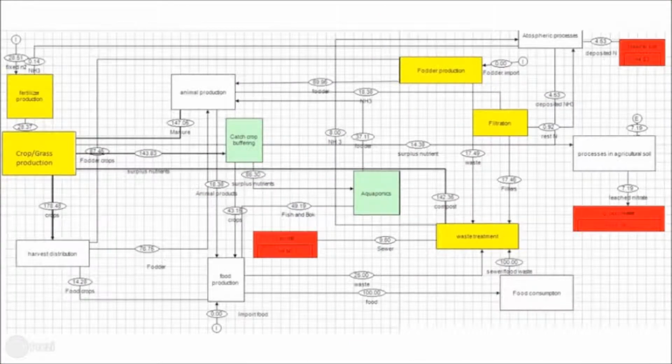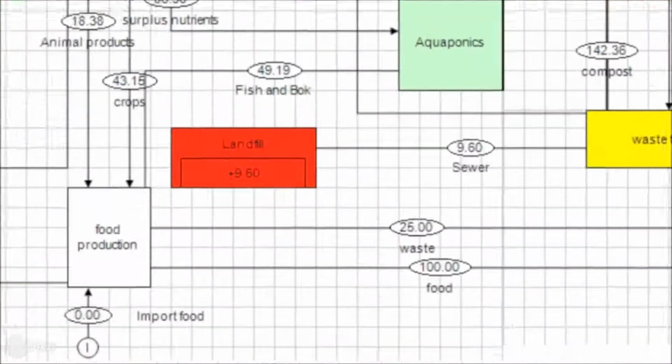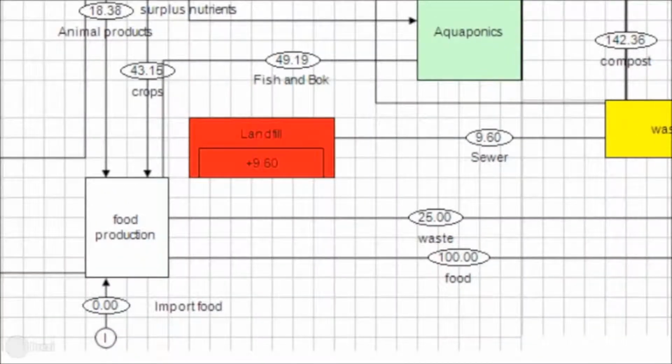This is our final model, with the inclusion of the catch crop buffering and aquaponics that would intersect the surplus nutrient flows. The leached nitrate is reduced to 7.19 and deposited nitrogen to 4.53. Here you can see that the food production remains at 100 tons per annum.